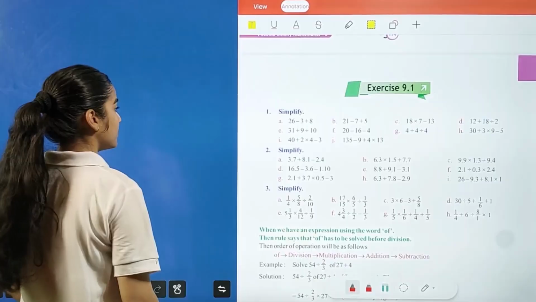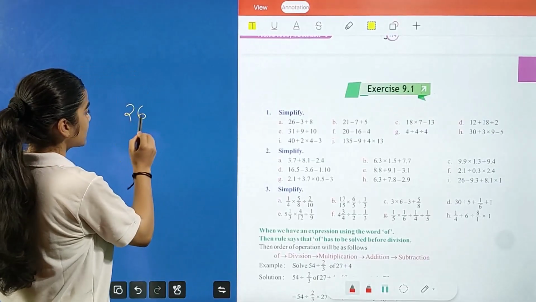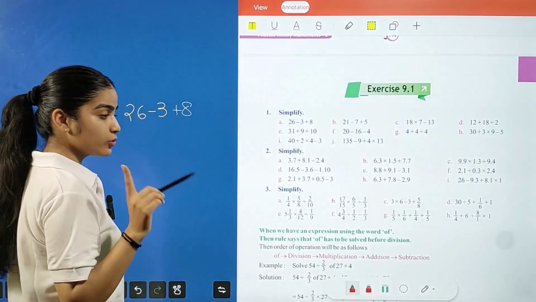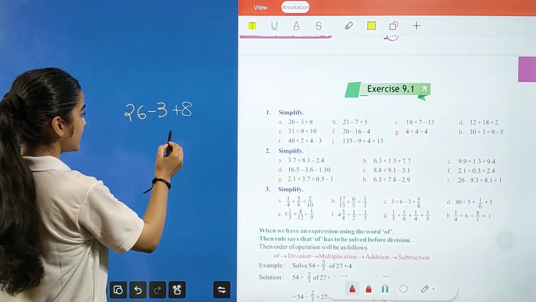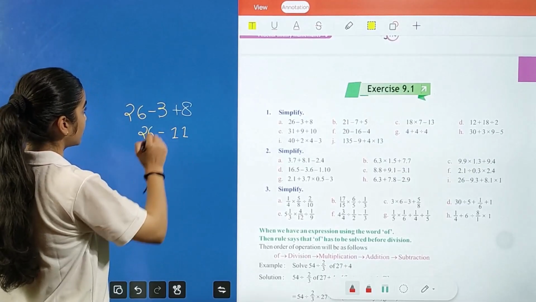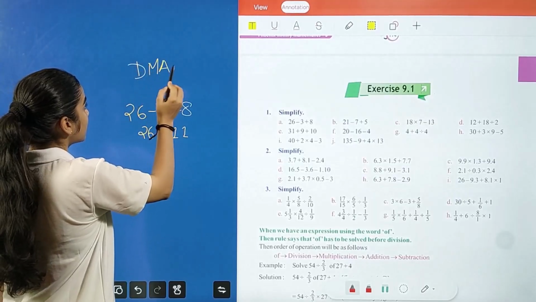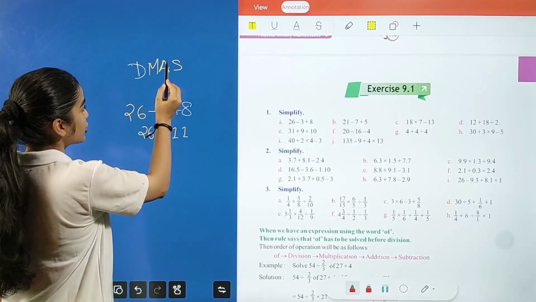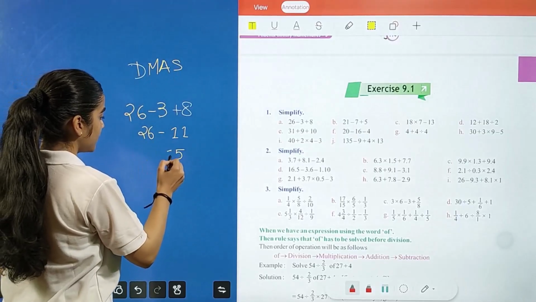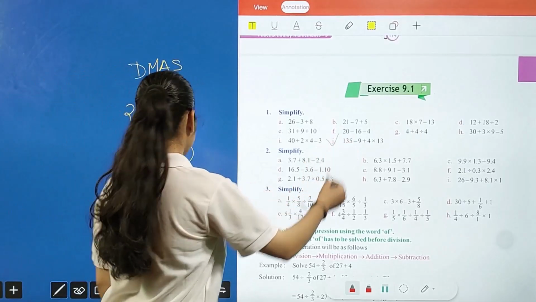Question number 1, simplify 26 minus 3 plus 8. In this, first we have to do addition. So 3 plus 8 is 11. Now we have to do subtraction. You have to remember the BODMAS: division, multiplication, addition and subtraction. 26 minus 11 is 15. Okay, students. Now, part J.